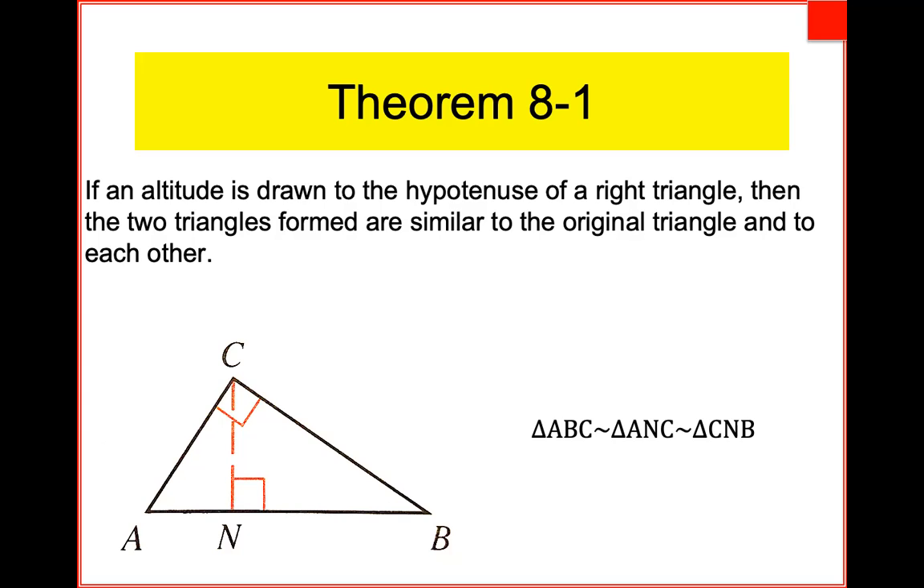So that's 8.1. But remember, it's got to involve a right triangle, not just any triangle. You start with a right triangle, you make an altitude to its hypotenuse. The three triangles formed are all similar to each other.